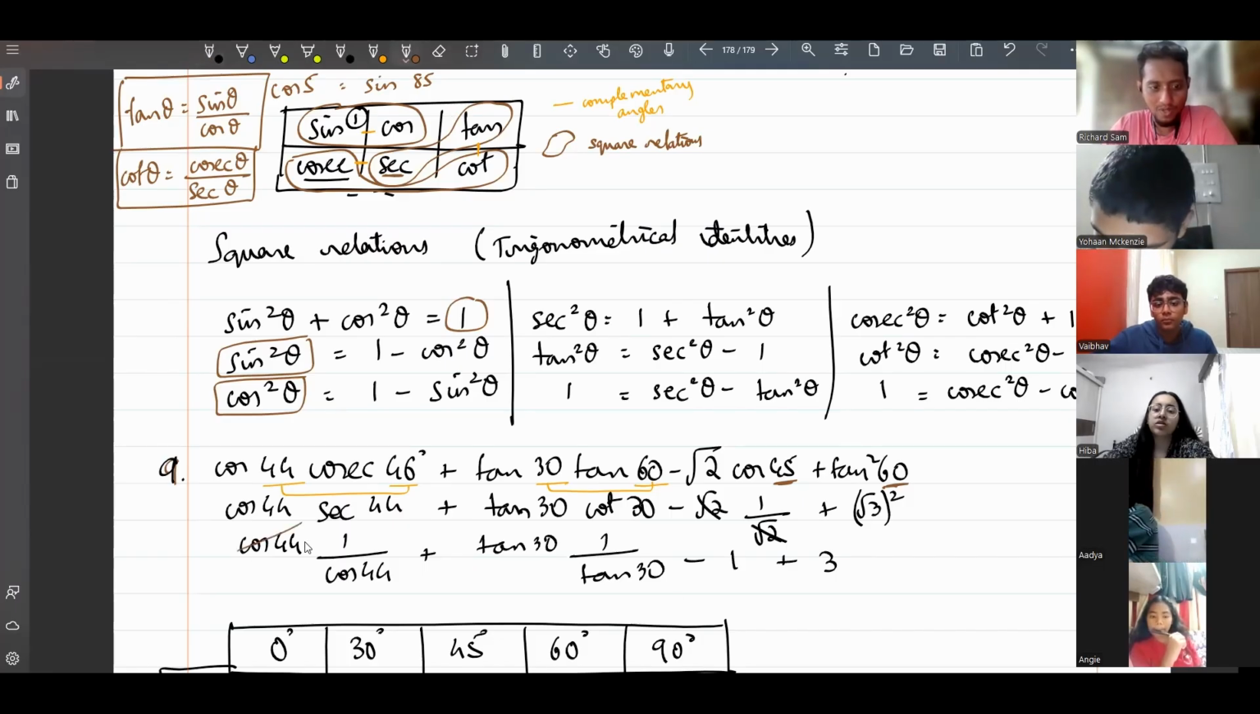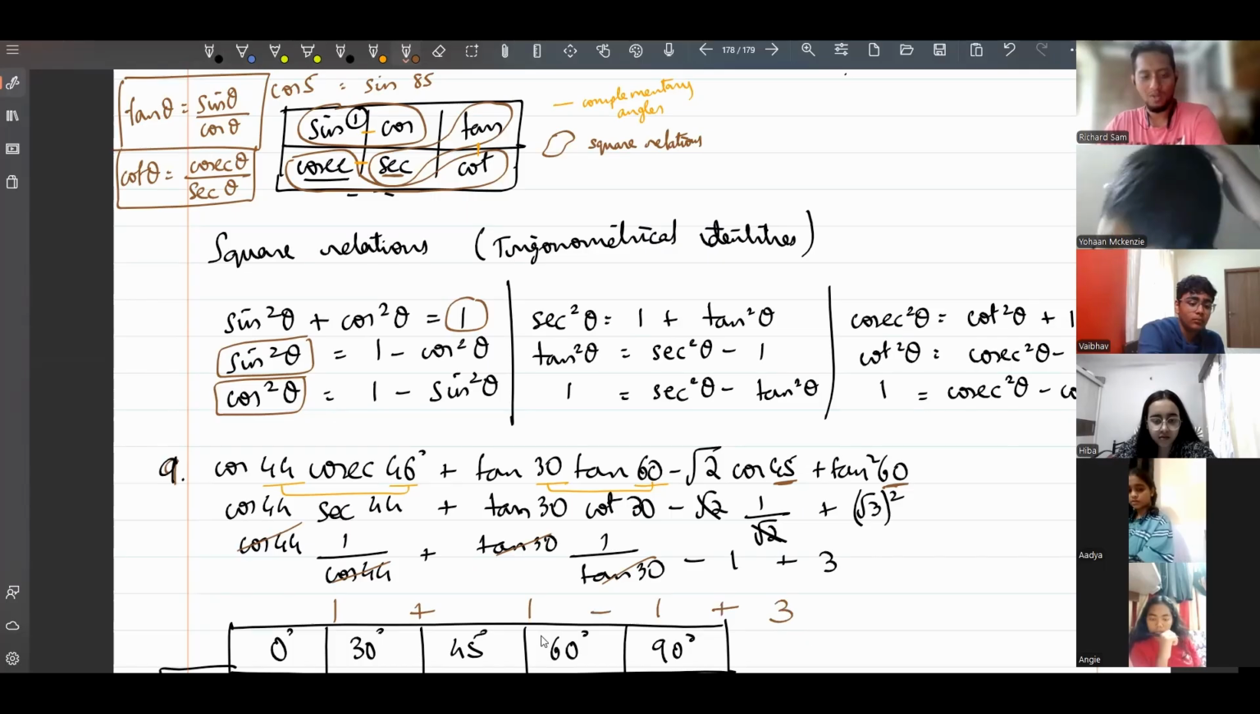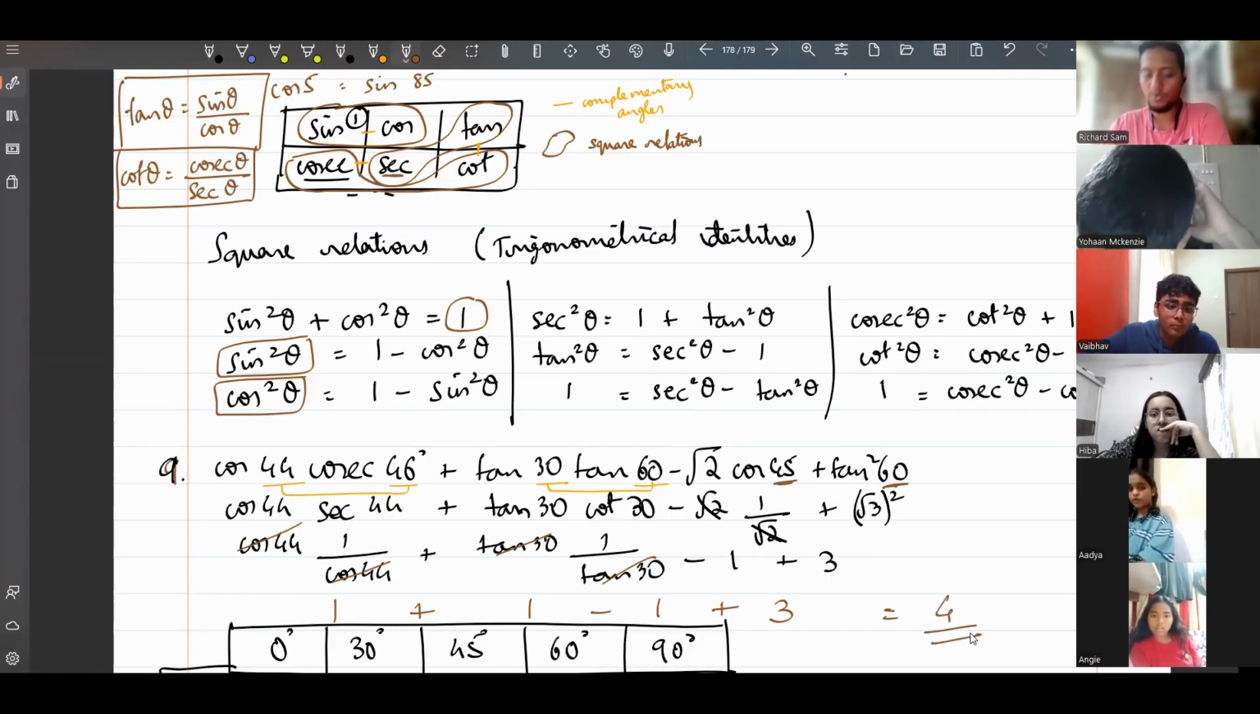Okay, so now we cut everything. Cos 44 gets cut, tan 30 gets cut. So what's remaining? 1 plus 1 minus 1 plus 3. Did you all see that? 1 plus 1 is 2. 2 minus 1, 1. 1 plus 3. Answer is 4.